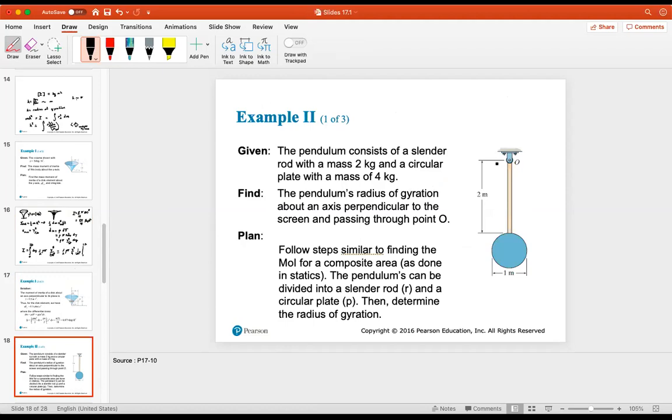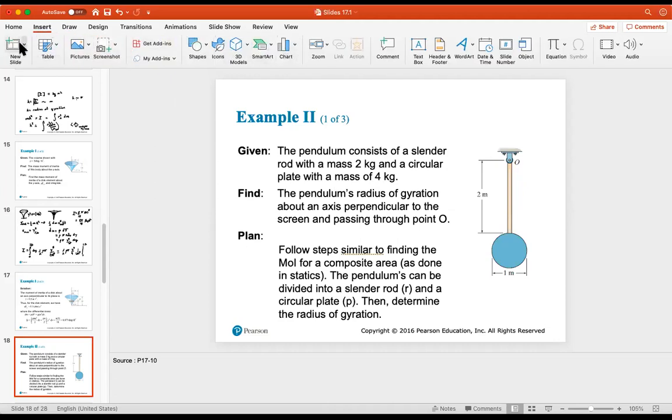Let's work out this situation. So here we have a pendulum made of a rod that has a mass, and then a disc. The pendulum consists of a slender rod with a mass of 2 kilograms and a circular plate with a mass of 4 kilograms. We are to find the pendulum's radius of gyration about an axis perpendicular to the screen passing through point O. All right, so let's go through that. We're after the radius of gyration, but that's going to involve all the other quantities.